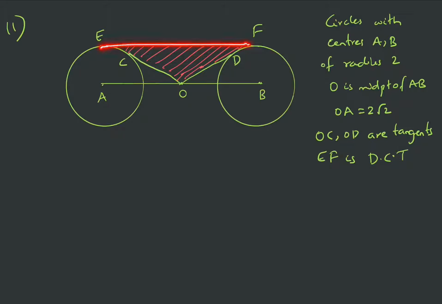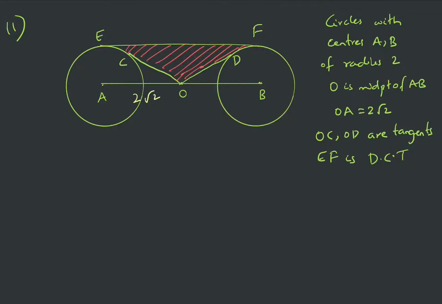So EF is given as the common tangent. So this is something like this. This is a curve, then a straight line, then a straight line, and again a curve and another straight line. So this is the shaded area. So let us try to do this.